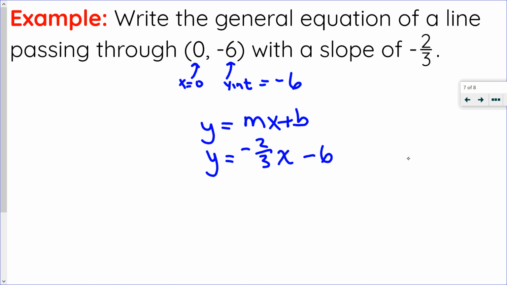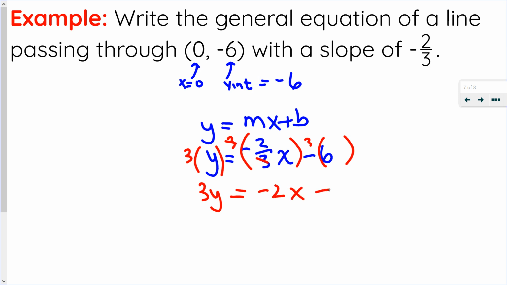I'm dividing by 3. So to get rid of that fraction, I'm going to multiply everything by 3. I multiply everything to be fair. So I have 3 times y equals, multiply and divide by 3, negative 2x, minus 3 times 6 is 18. So I have no fractions or decimals. To get a general equation, I want to set everything equal to 0, but I want x to be positive. So you see here how x is negative?